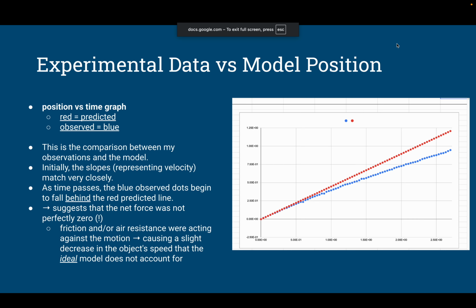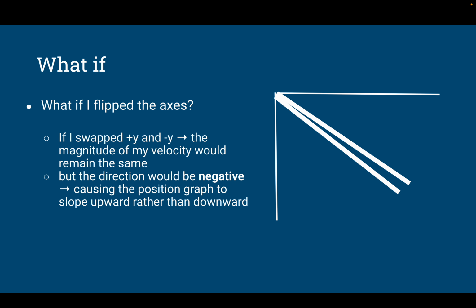Experimental data versus the model. The red is predicted, observed is blue. The red is perfectly straight because that's our position equals v times t. Since the velocity is staying the exact same because there's no external force, it's straight. Meanwhile, in the real world, we have friction, air resistance, and other things acting, so it falls slightly behind as time goes on because the ideal model does not account for that.